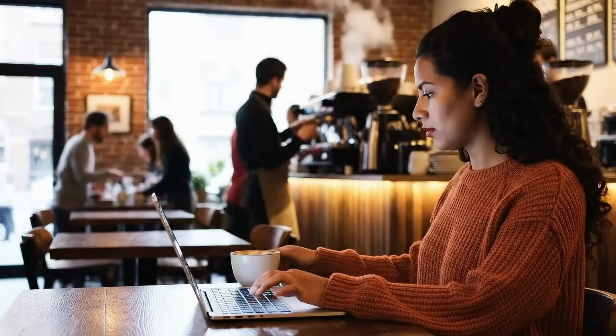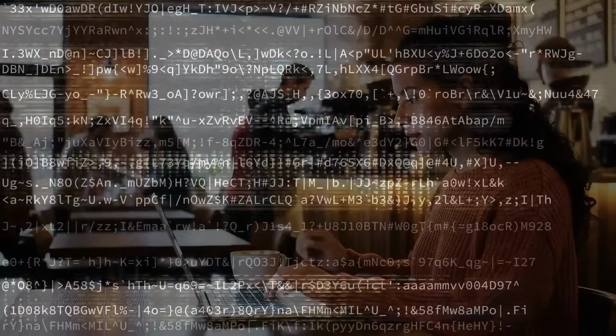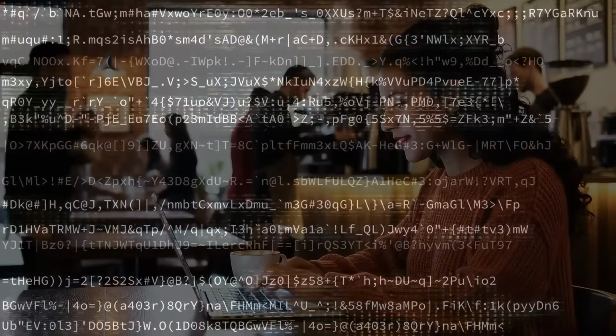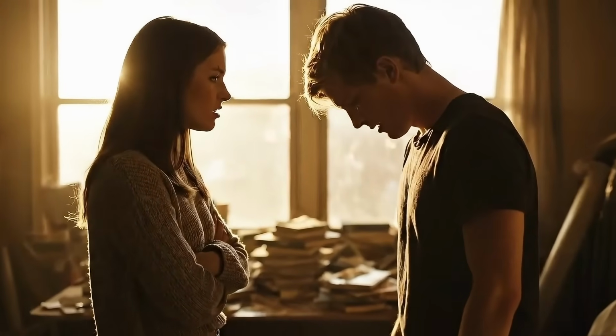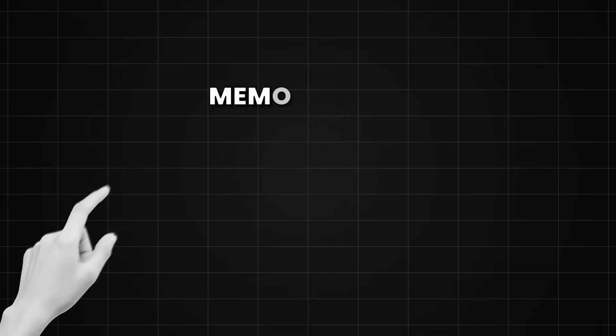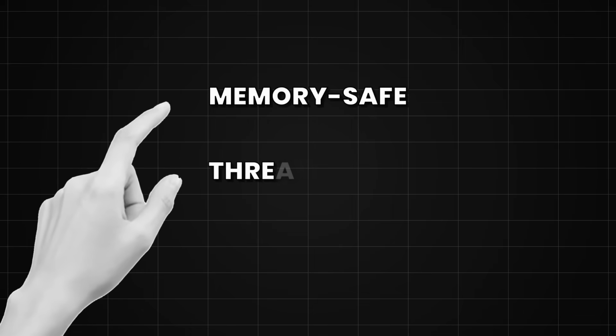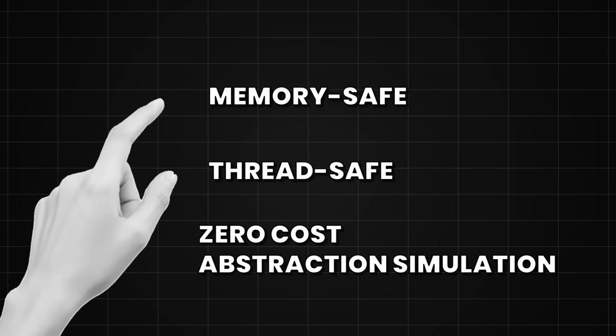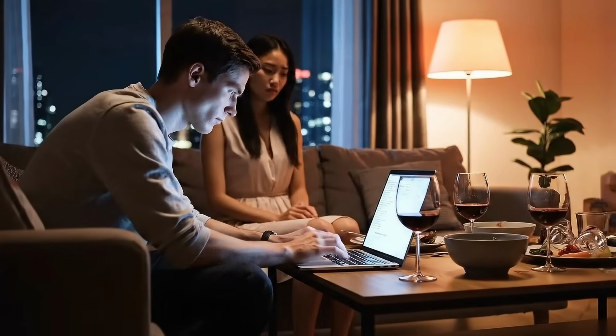Now, take your laptop to a public place. Run this code full screen. Furrow your brow. Type randomly on the keyboard. Will this actually impress your crush? Probably not. They will probably think you are fixing a printer, but you will know that you are running a memory-safe, thread-safe, zero-cost abstraction simulation. And honestly, that is better than love.